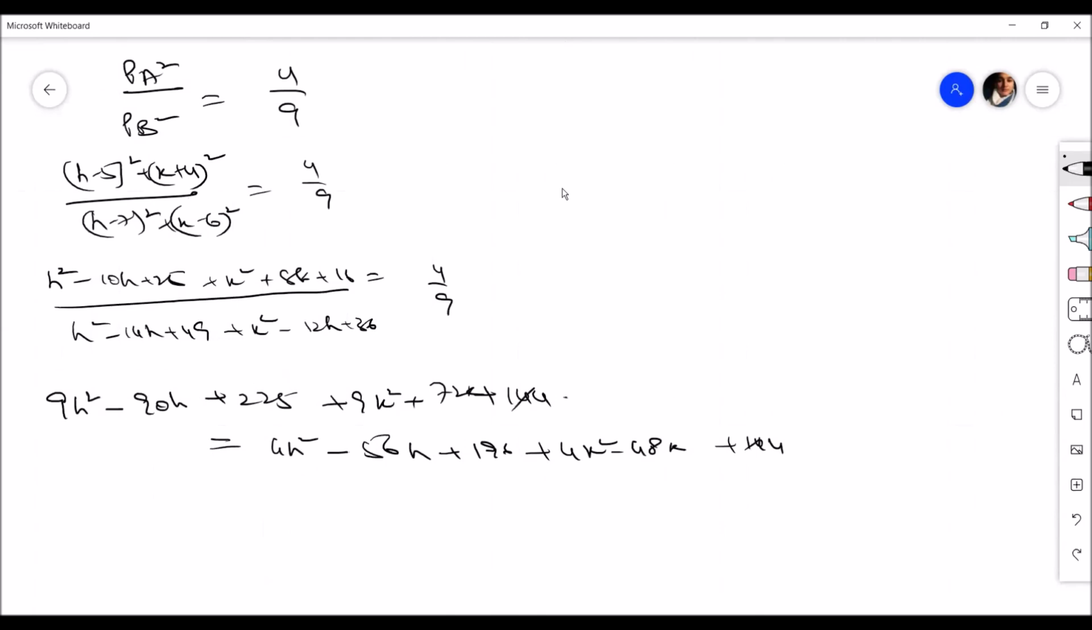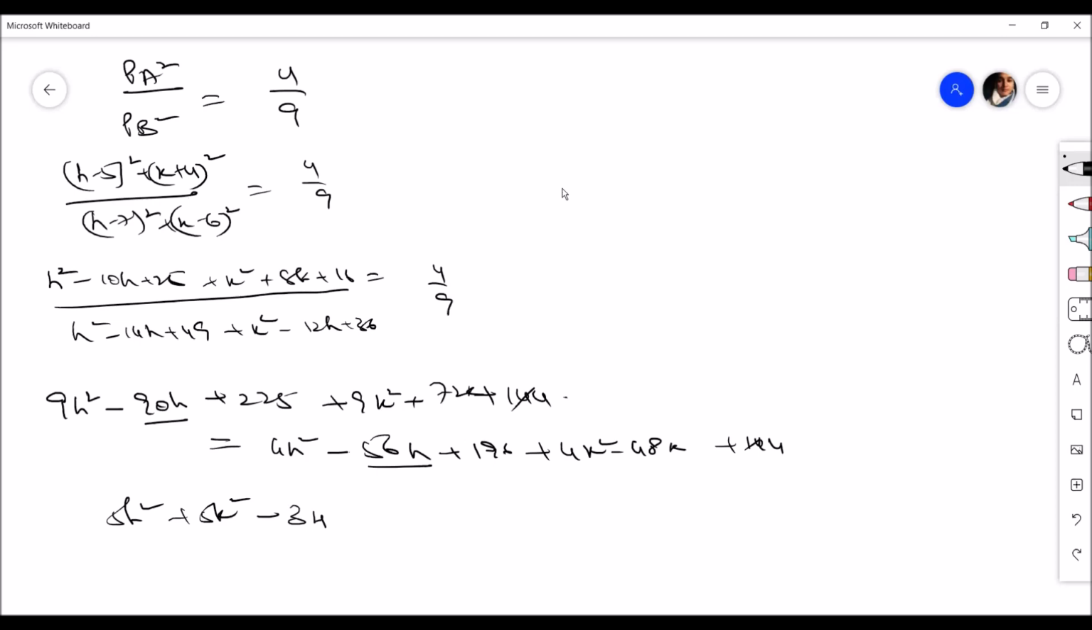And of course, you'll have to bring all the terms onto one side. So 9h square and 4h square, which is 5h square. 9k square and 4k square, which is 5k square. Okay, minus 90h, and this goes on to the LHS, which will become plus 56h. That's, in fact, minus 34.